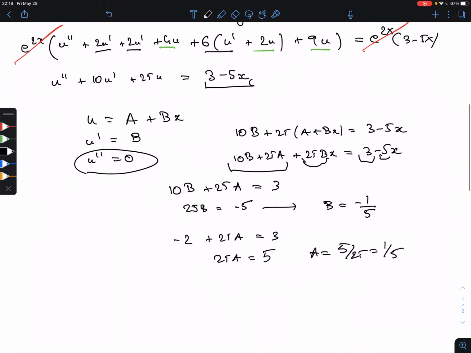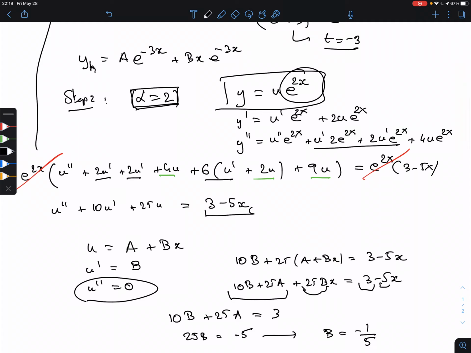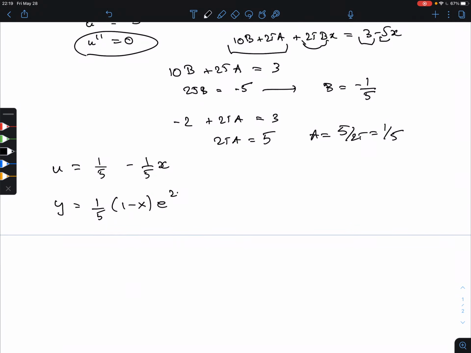So our conclusion is that u is equal to 1/5 minus 1/5 x. The a is 1/5, I shouldn't write it again. That is our solution for u. What is y then? Well, let's factor out the 1/5: 1 minus x times, remember, the only difference is that we have an e to the 2x here. So step 3. This is a particular solution, right?